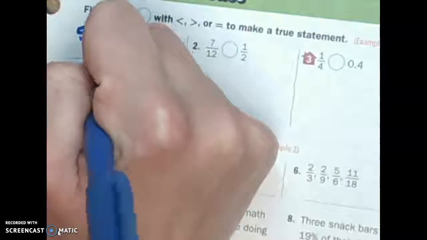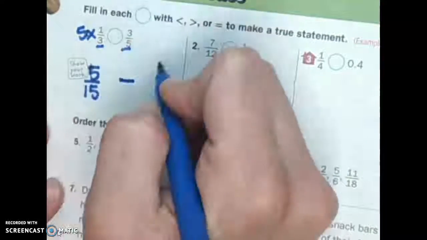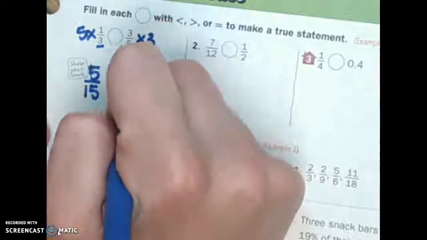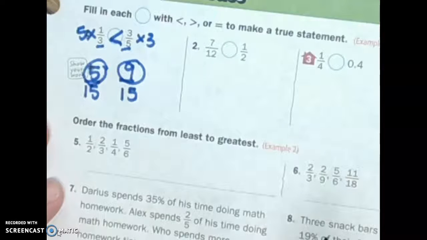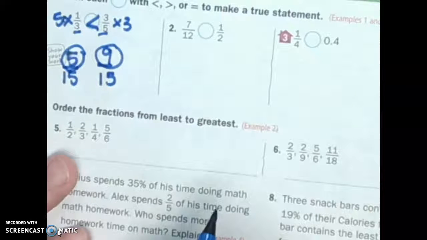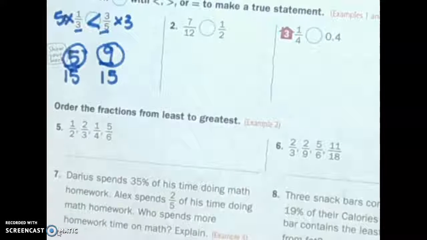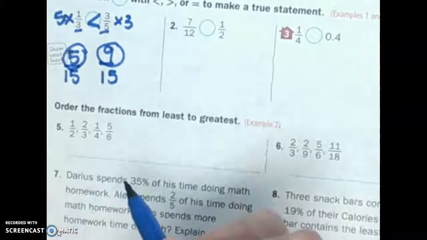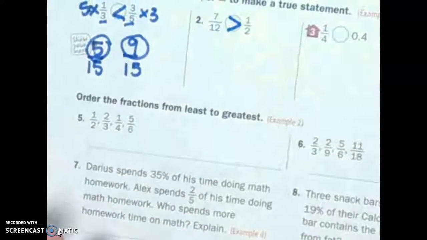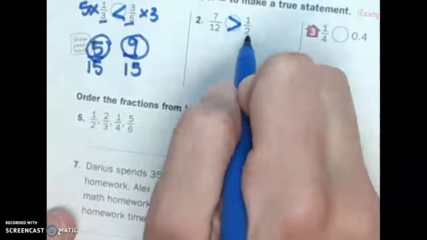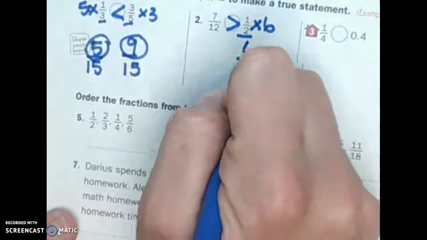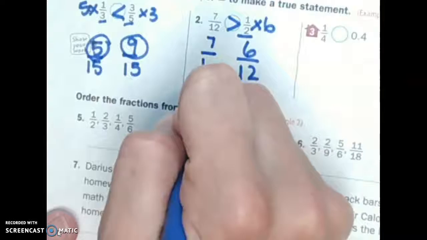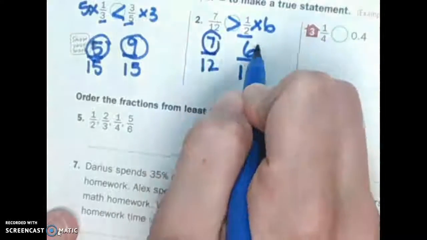I know 3 can be changed into 15 by multiplying by 5, so we get 5 on top because 5 times 1 is 5. And I know 5 can be changed into 15 by multiplying by 3, so we get 9. We're going to look up here at the numerators. 5 is less than 9. This next one we have 7/12 and 1/2. Some of you might not even have to show your work on this one because you know that a half of 12 is 6, so therefore 7 is larger. If you can't see that, we're going to go ahead and make a 2 into a 12 so they have a common denominator. We do that by multiplying by 6, so we get 6 on top there. We're going to bring the top fraction down, 7/12, because 7 is greater than 6.